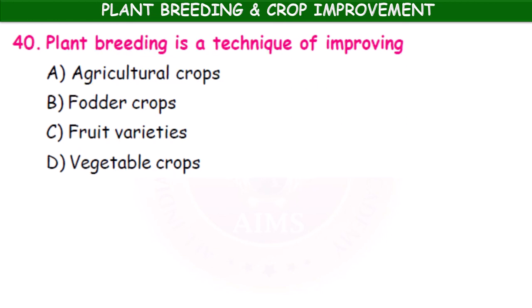Plant breeding is a technique of improving agricultural crops, fodder crops, fruit varieties, vegetable crops. Which crops? This is a multi-correct answer. Plant breeding is a technique of improving agricultural crops, fodder crops, fruit variety crops, and vegetable variety crops.